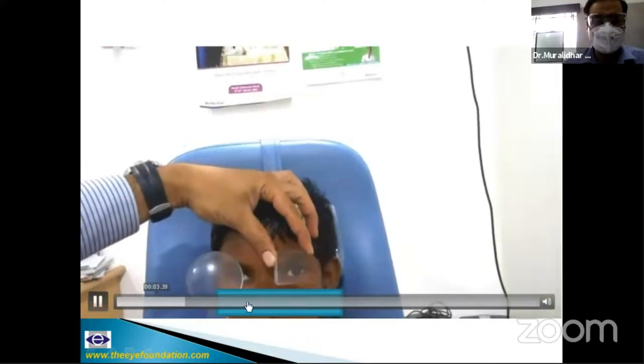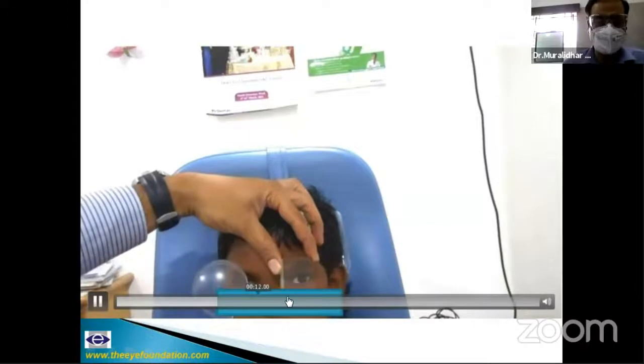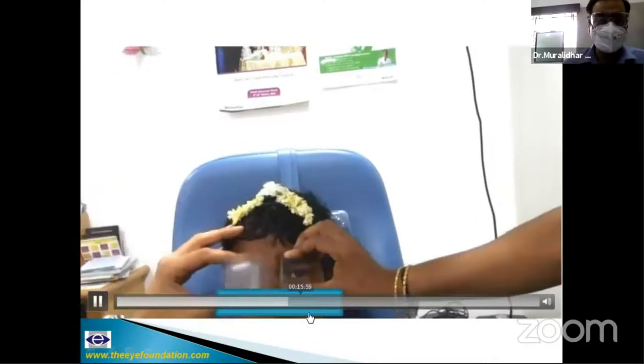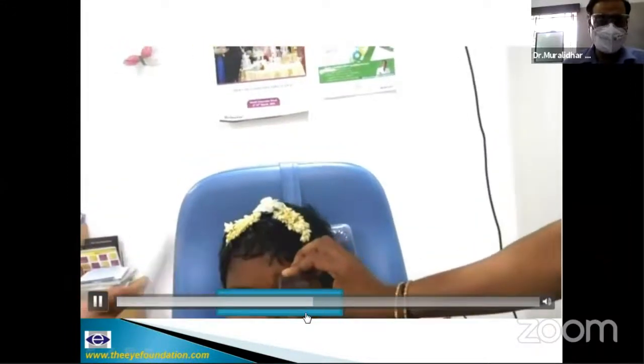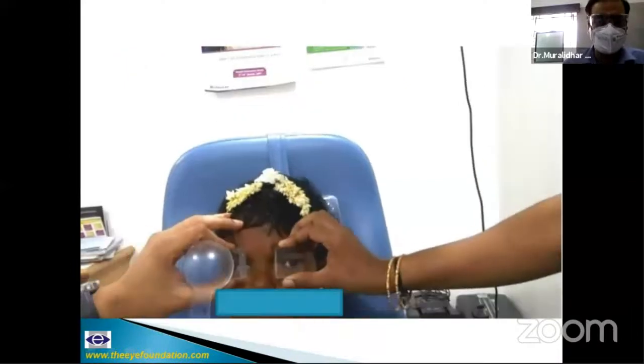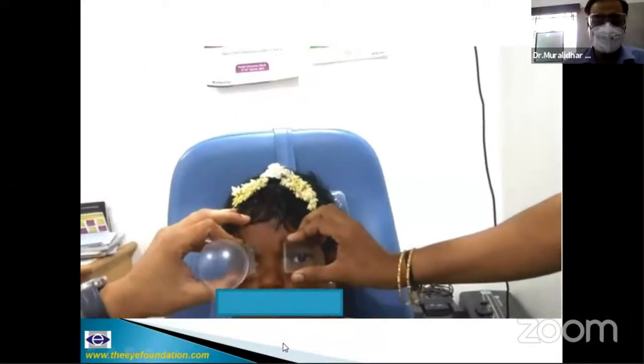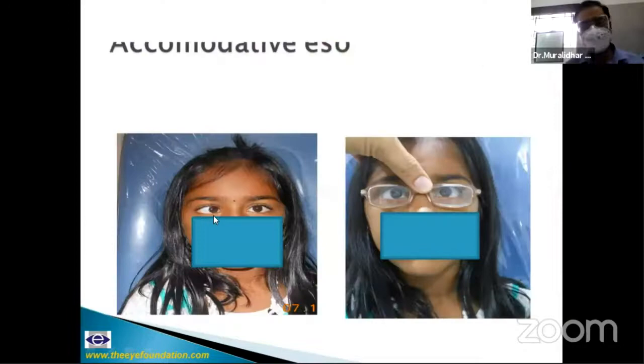So this is under correction, and as you gradually increase the strength of the prisms, you get a reversal. So the prism that neutralizes the deviation just before the reversal is the amount of deviation. So they also need to be taught the importance of refractive errors.